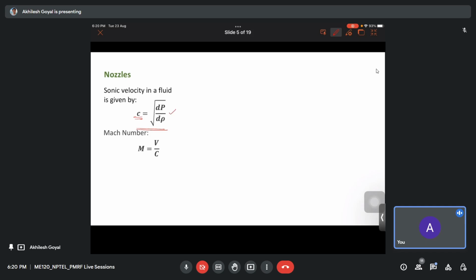So in a fluid, sonic velocity is a function of pressure and density, and there is another term, the Mach number. For a fluid at some velocity v, the Mach number is defined as v by c, where c is the sonic velocity. So the ratio of velocity and the sonic velocity is called the Mach number.